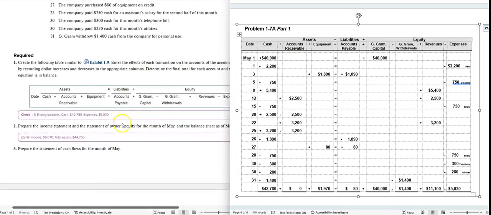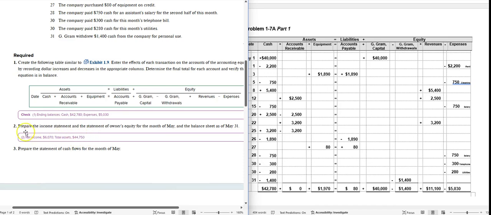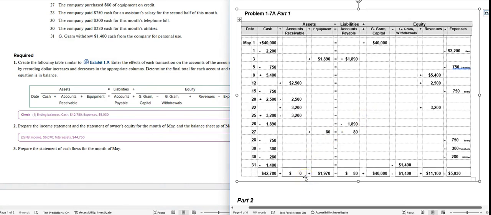So what we end up doing is we prepare financial statements to communicate how the company did for the month. So we are going to prepare the income statement, the statement of owner's equity, and the balance sheet as of May 31st. So we are communicating how the company did financially for the month of May. The first financial report is the income statement. It is only going to report the profitability of the company, the difference between the revenues earned or the sales made and the expenses incurred to earn those sales.